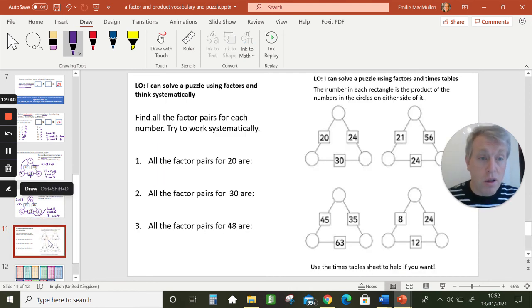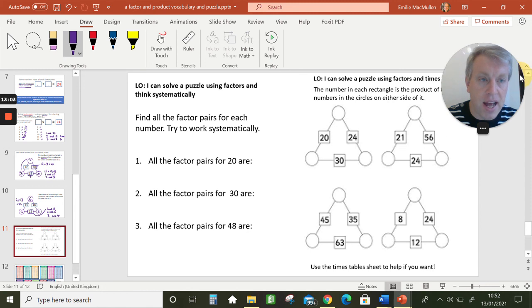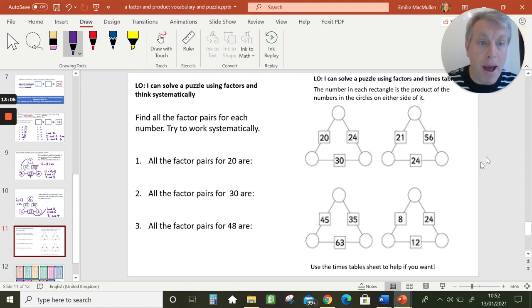Okay, your work today. There are 2 levels of work. You need to find, for the first level, all the factor pairs for these numbers, all the factor pairs for 20. Remember to think systematically, starting with 1 times, then trying 2 times, trying 3 times. And on the other side, a little bit trickier, we've got 4 of these puzzles to have a go at. And you'll need to think about finding all the factors and then trying them, looking at the numbers.